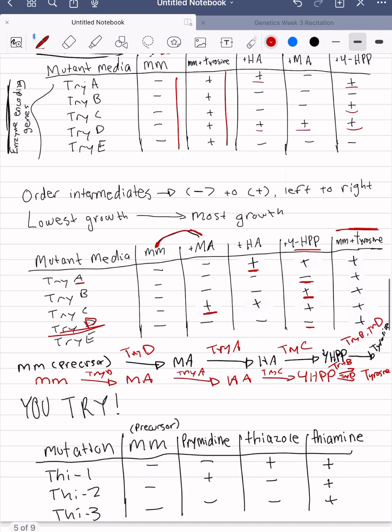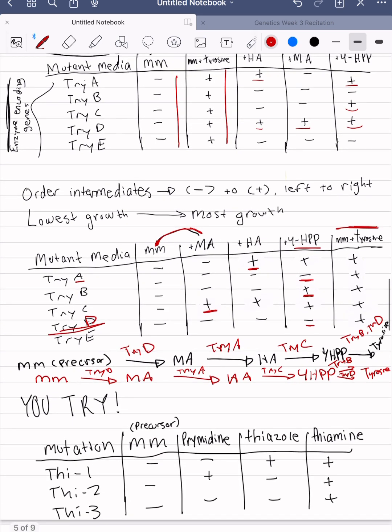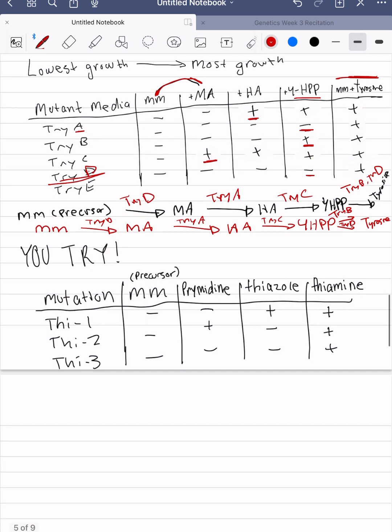All right, now here's an example that I would like for you guys to pause and try to work on. All right, now let's get started on solving it.